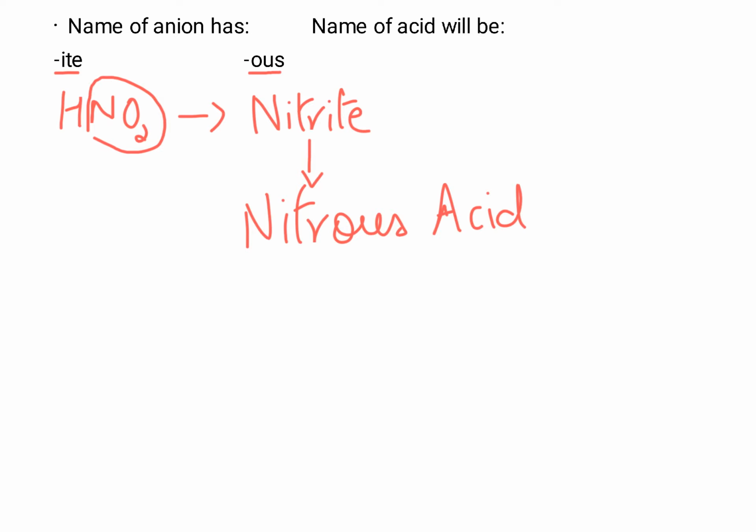So remember, this is very important. As long as you can figure out the name of this polyatomic ion, then converting it to acid becomes very, very simple. So let's take another example of H2SO3.